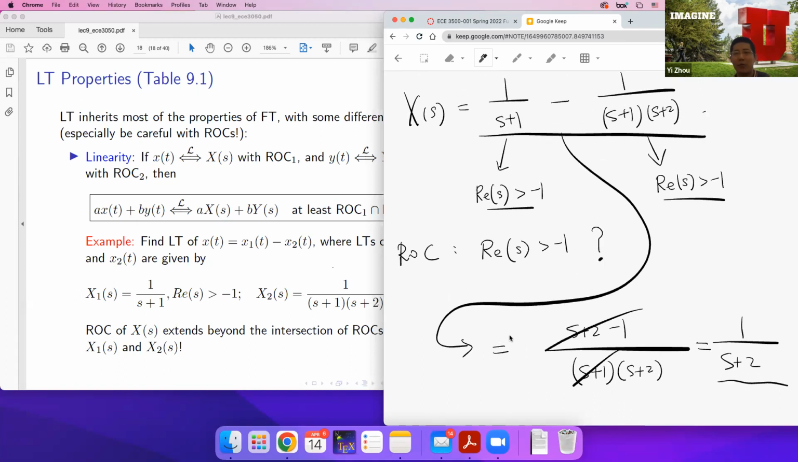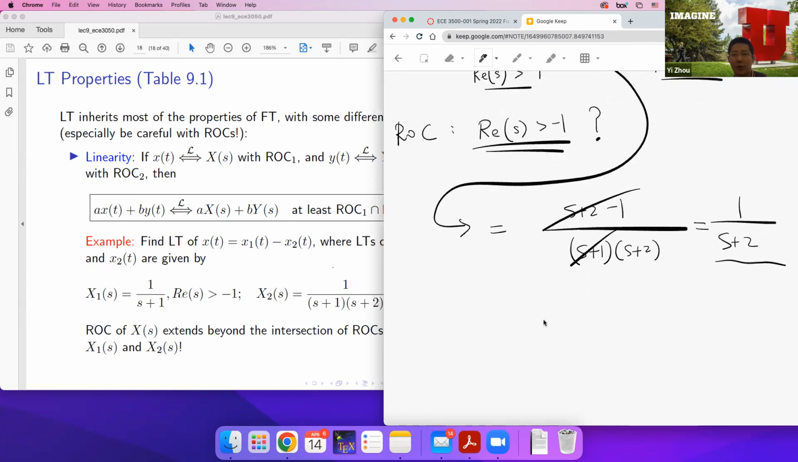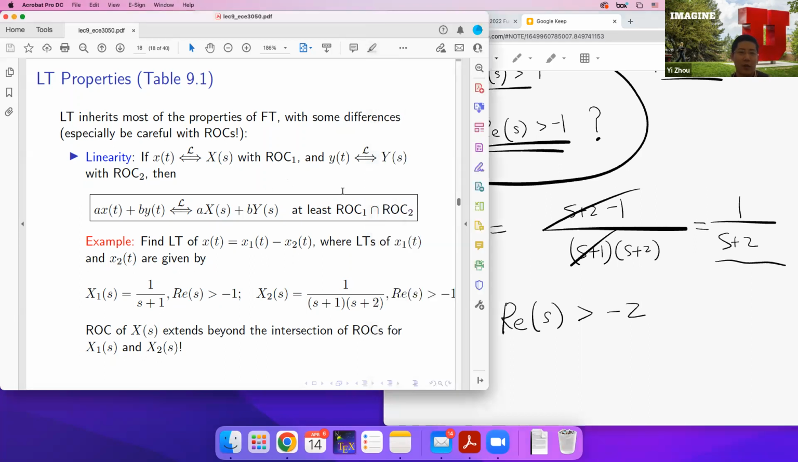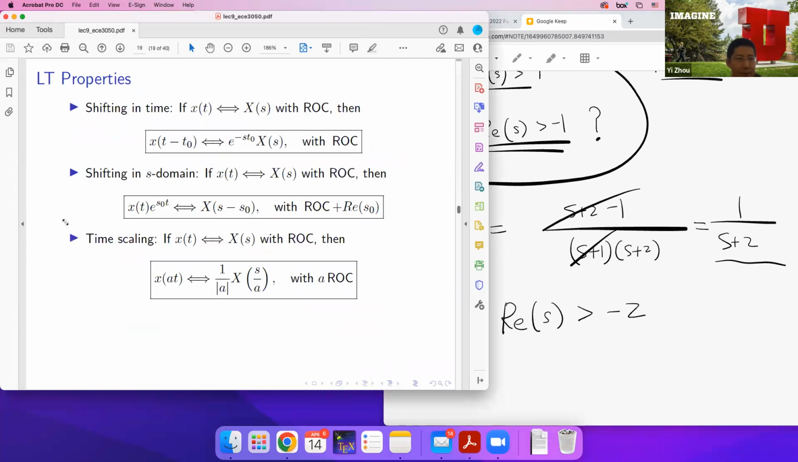So after simplification, you can see that negative 1 is no longer a pole. So the ROC is actually bigger than this one. In this case, the ROC is to the right of negative 2 instead of negative 1, because this pole is canceled out. These are very special cases, but for most cases, it suffices to consider their intersection. Okay, so this is the linearity.